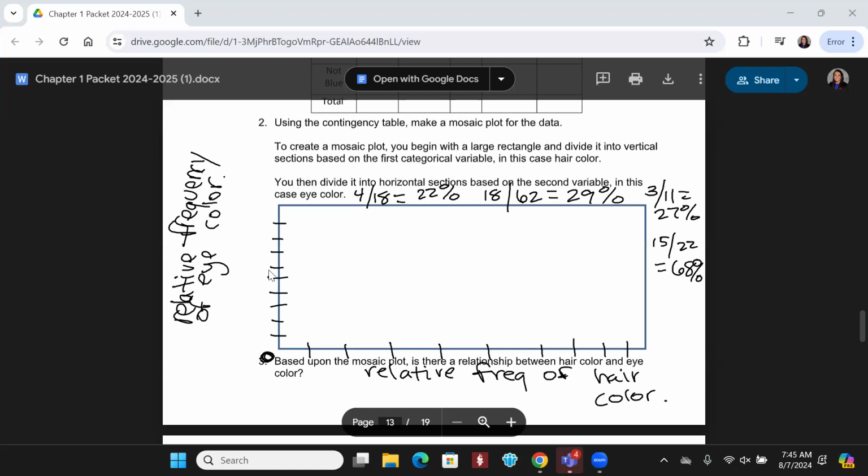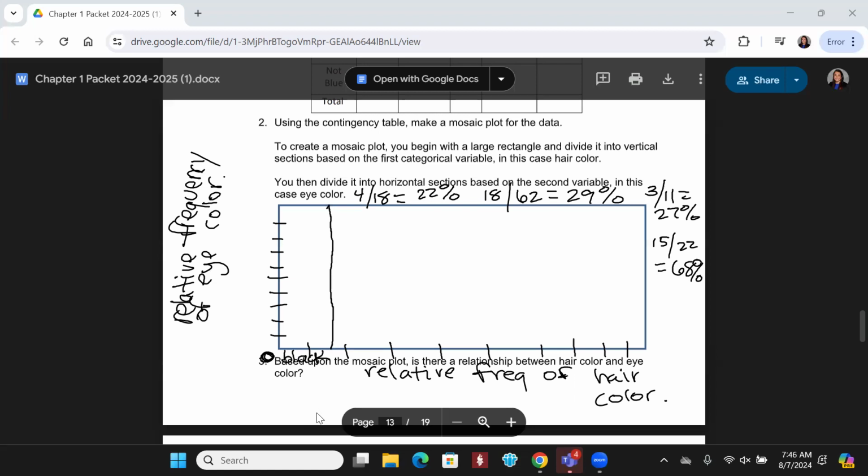Okay, so now let's just look at the total hair color. Okay, so our percentages for hair color. What was our percentage for black hair? 16%. Okay, so coming over here, we're going to find 16%. So 10, 20. It's going to be right in here. Okay, and so we're going to just draw a straight line up, and we're going to label this black.